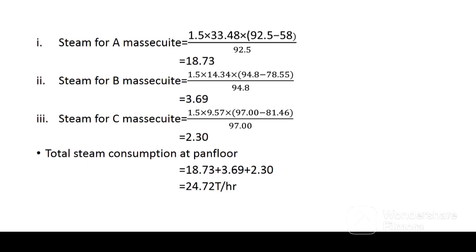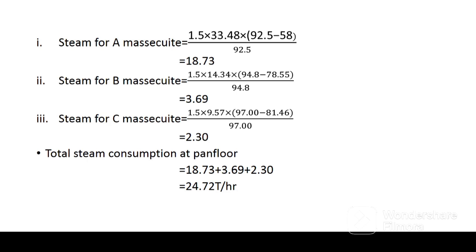Quantity of steam for B massecuite is equal to 1.5, which is the coefficient factor, times 14.34, which is the quantity of B massecuite heated per hour, times bracket 94.8, which is brix of B massecuite, minus 78.55, which is the brix of A molasses. Remember, A molasses is used to prepare B massecuite. Divide by 94.8. This one gives us 3.69.